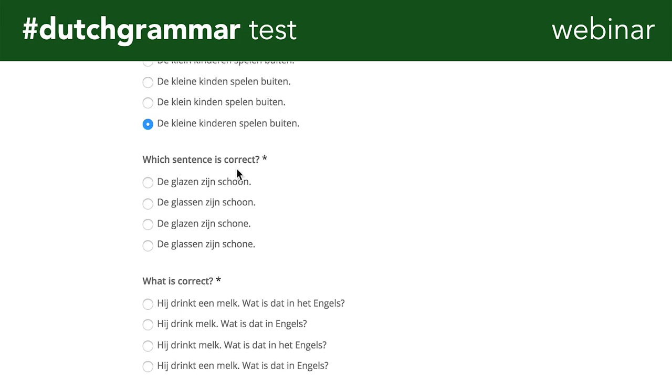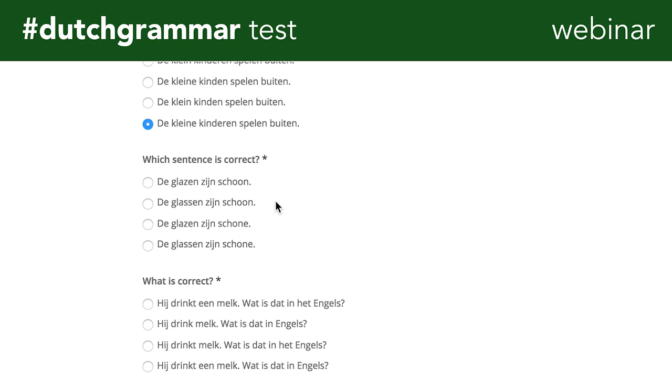Which sentence is correct? Okay, again, the adjective rule. We add the e only when it is in front of a noun. Here it is at the end of the sentence with the use of the linking verb zijn, to be. So it's one of the upper two. Then you need to know.